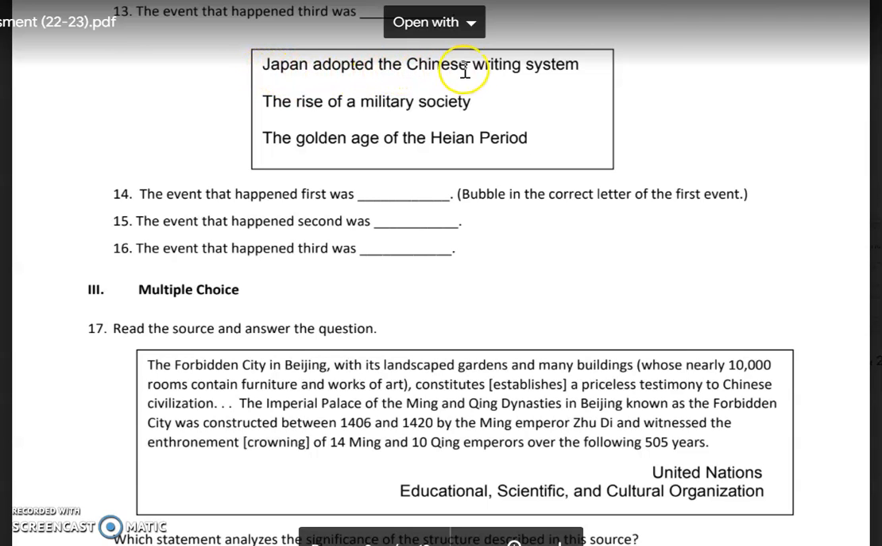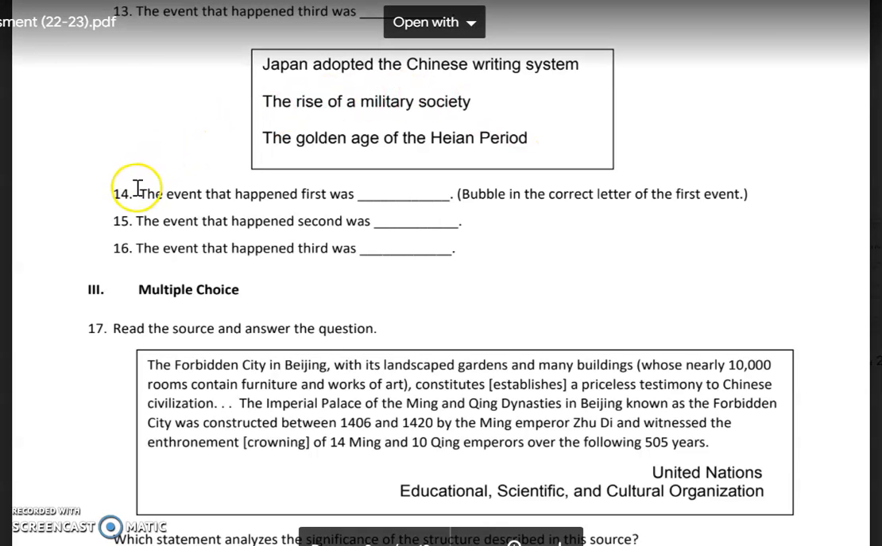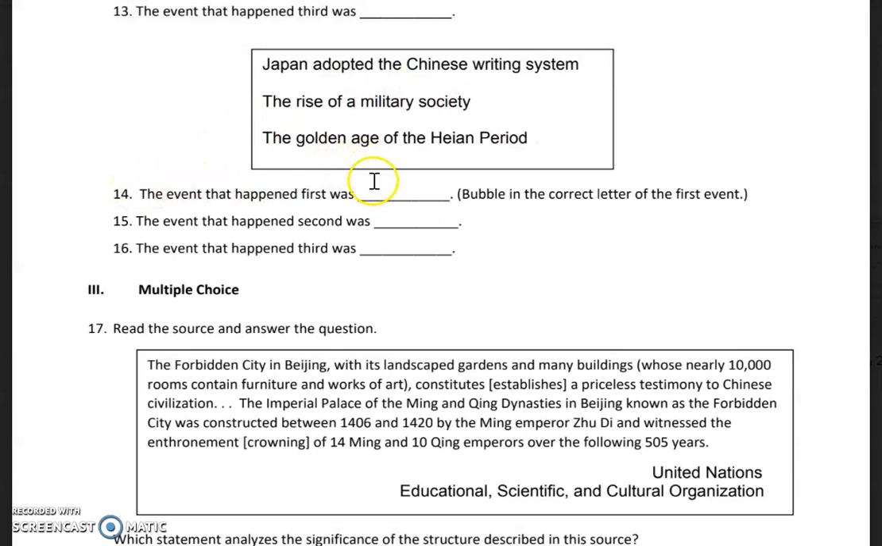Japan adopted the Chinese writing system. The rise of a military society. The golden age of the Heian period. 14. The event that happened first was. 15. The event that happened second was. 16. The event that happened third was.